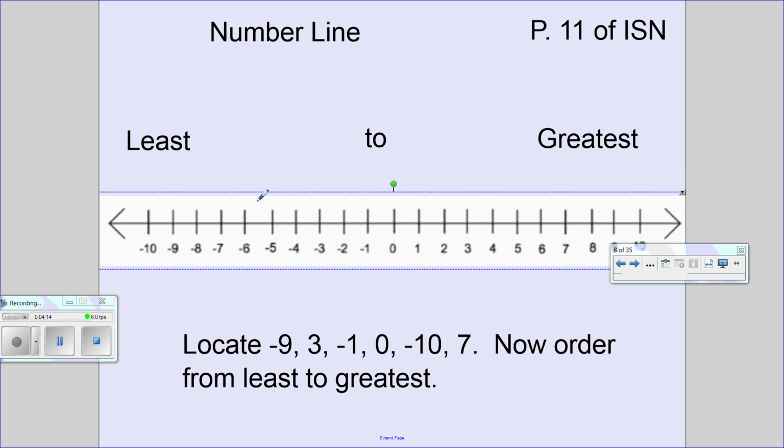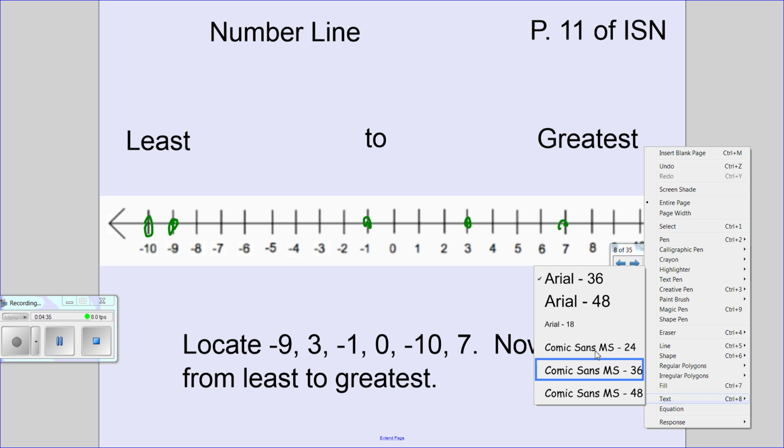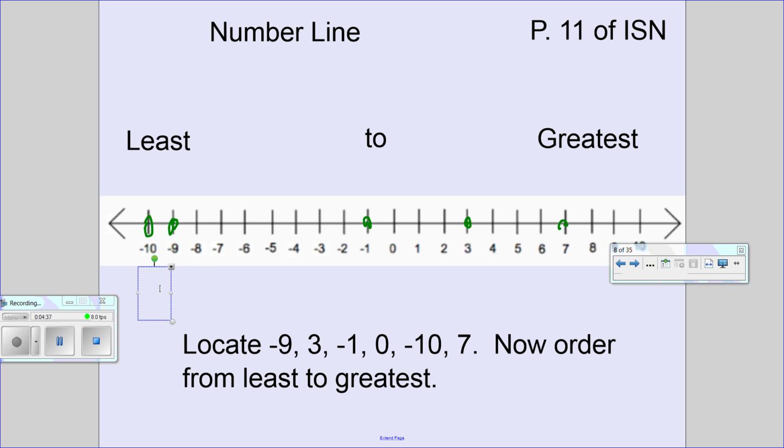So we are going to plot these. Negative 9, plot 3, plot negative 1, plot negative 10, and plot 7. Put these integers, the whole numbers and their opposites and 0, from least to greatest. As you can tell, when you plot them, it makes it much easier. Negative 10 is the least, then negative 9, then negative 1, then 3, and 7. It goes from least to greatest.